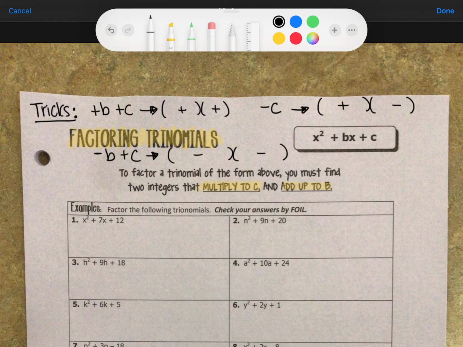All right, so these are just some tricks, and again, we use these if we are awful with knowing our sign rules, adding and subtracting. So either memorize these rules or make sure you're good with your adding and subtracting.